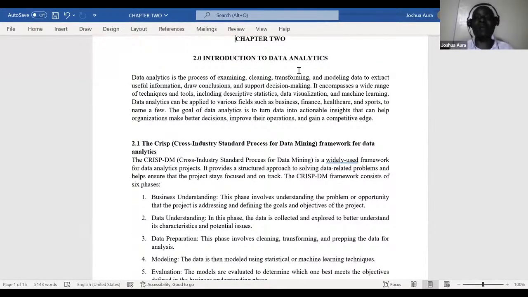Data analytics is the process of examining, learning. When we talk of analyzing data, what is the process? What is this data analytics? It is the process of examining, cleaning, transforming and modeling data to extract useful information, draw conclusions, and support decision making. Ladies and gentlemen, remember, at the end of the day, companies don't just make decisions haphazardly. Companies would want whatever decision options they pick to be supported with facts.